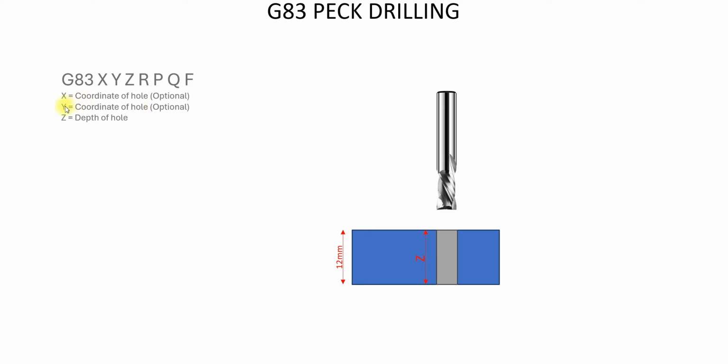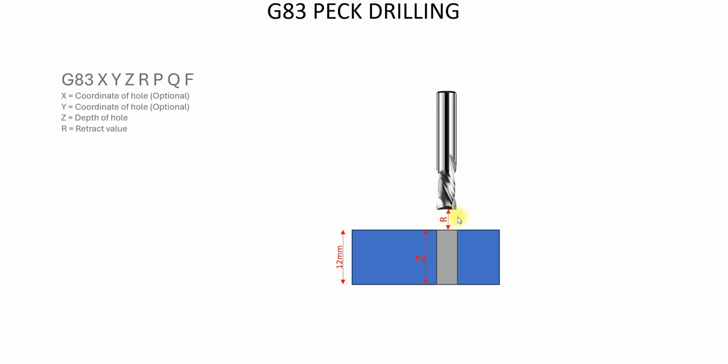Then we have the Z. The Z has nothing to do with how it is placed up or down on the Z axis. It is the depth of the hole, and because we will drill through here, the Z value will be 12 millimeters. If we only were digging down to 6 millimeters, Z would have been 6 millimeters.